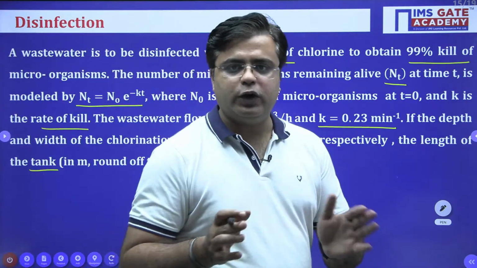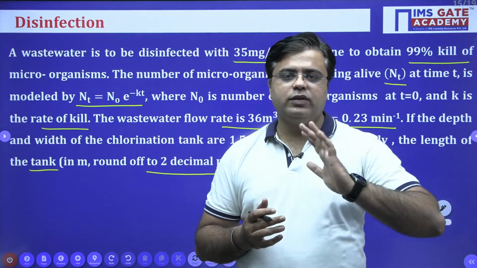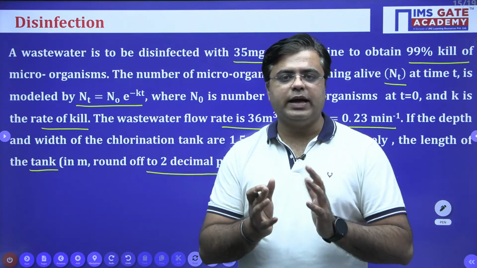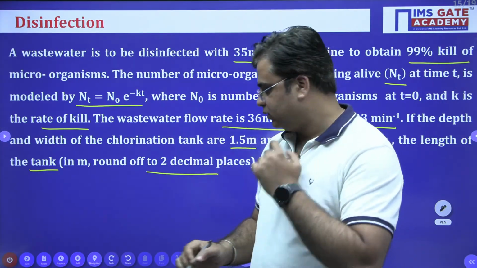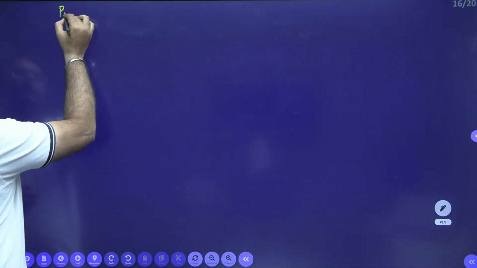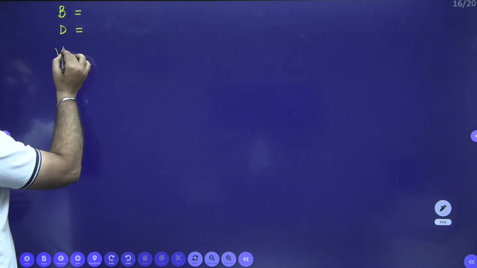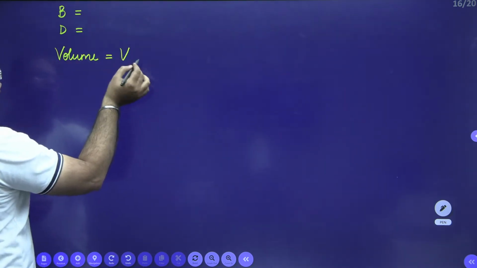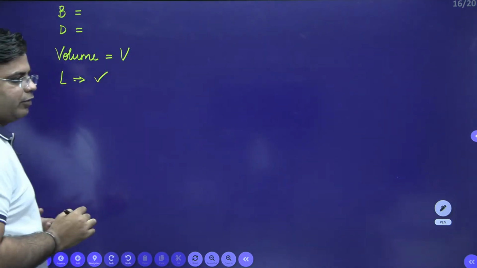So basically width and height of the disinfection unit is given to you. You need to calculate length of this unit, right? If anyhow you know the volume of the tank, then using these 2 dimensions you can calculate the third dimension. So let's start with this question. First of all, you know the width and the depth of the tank. If you can calculate the volume, then using this volume you can calculate the length of the tank.